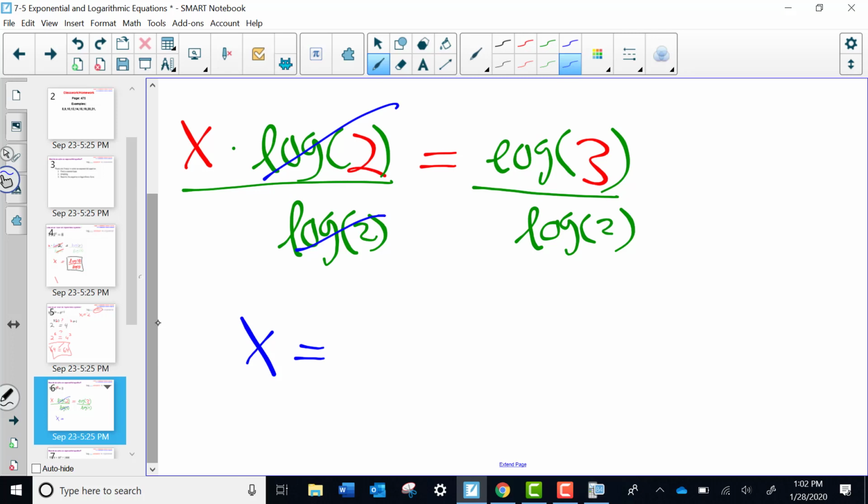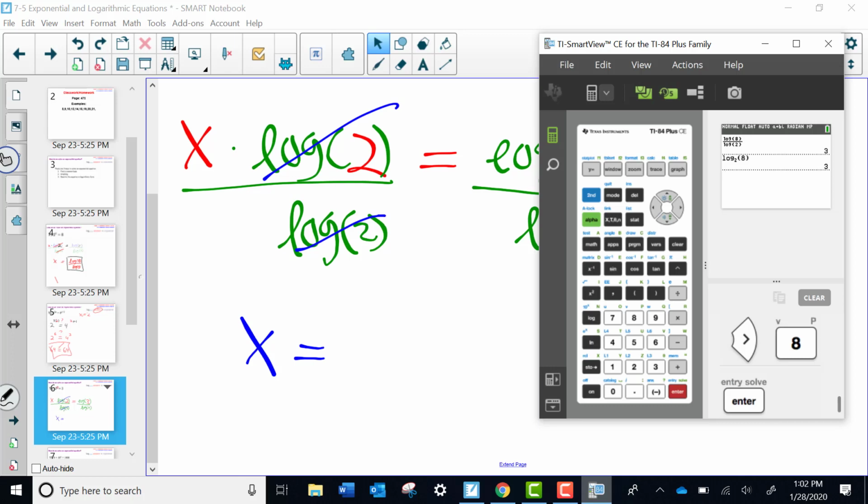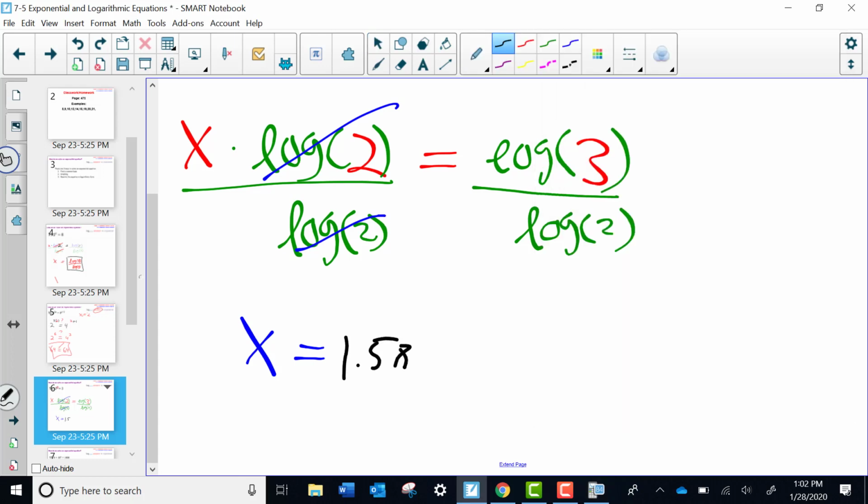Once x is isolated, we could throw this expression into our calculator. Log of 3 over log of 2. So in our calculator, we can hit alpha y equals. Now we have the fraction. In the numerator, we'll put log of 3. So log 3 over log 2. And hit enter. And we get a decimal. 1.58496. And we'll round this to the nearest 10,000th place, 4 decimals.